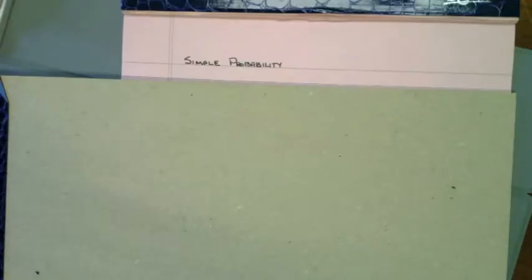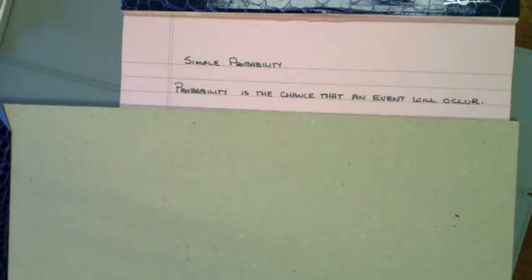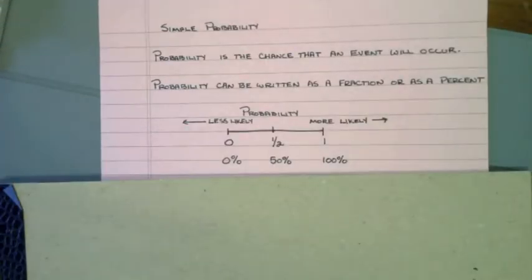In this video we're going to go over simple probability. Now, probability is a chance that an event or something will occur. It can be written as a fraction, but it can also be written as a percent. So the probability of something happening, the closer it's to 0, the less likely it is to happen. The closer it is to 1, the more likely it is to happen.